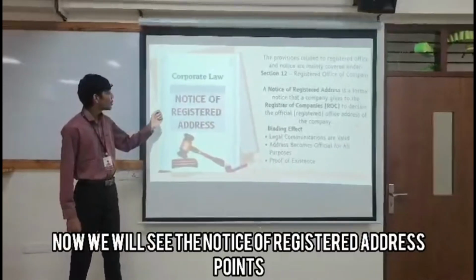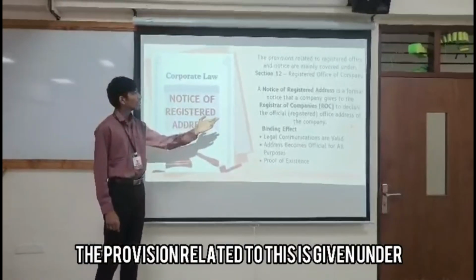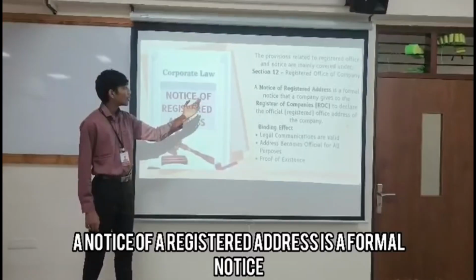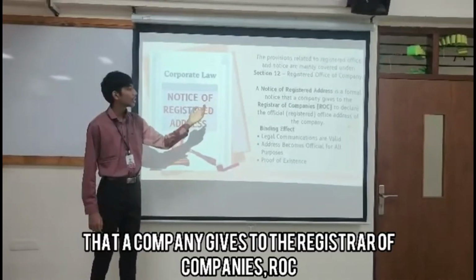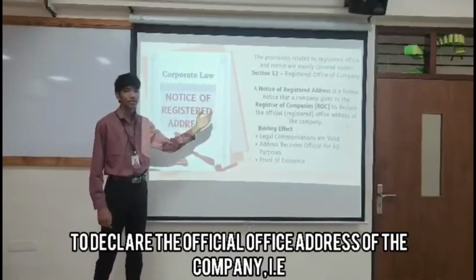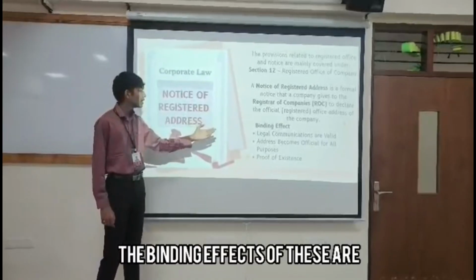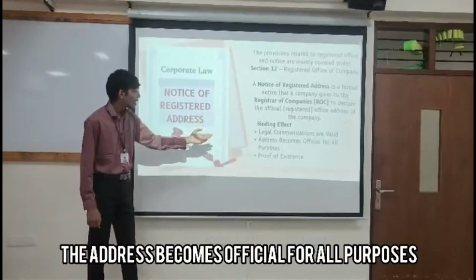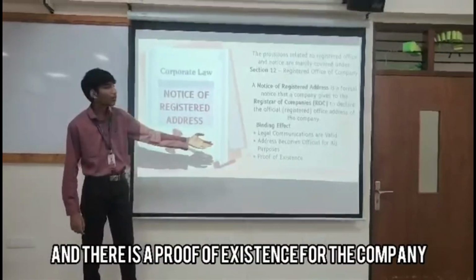Now we will see the notice of registered address. The provision related to this is given under Section 12, the Registered Office of a Company. The definition is that a notice of registered address is a formal notice that a company gives to the Registrar of Companies (ROC) to declare the official office address of the company, that is the location of the company. The binding effects are that the legal communications of the company are valid, the address becomes official for all purposes, and there is a proof of existence for the company.